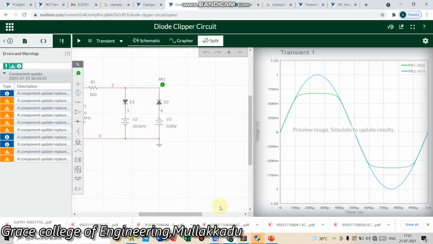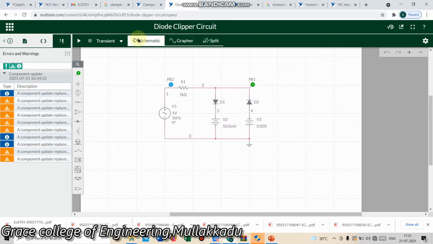Now we can see the simulation output for the clipper as well as the clamper. See, this is the diode clipper schematic diagram. It will clip the part of the waveform. In this diagram, they have shown the two-side clipper, that is, clipping at the positive side as well as clipping at the negative side.